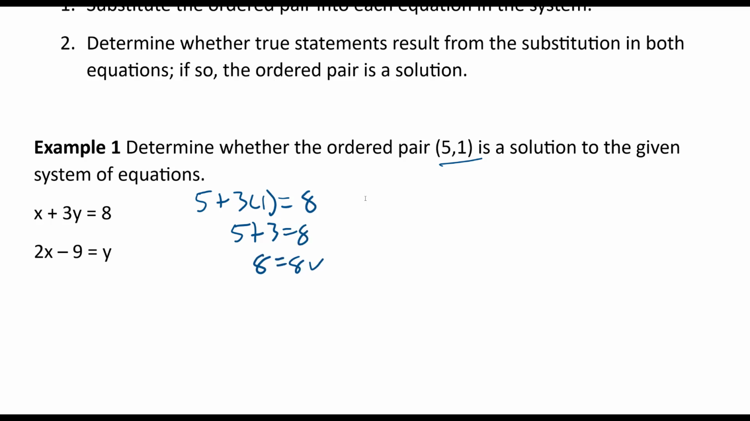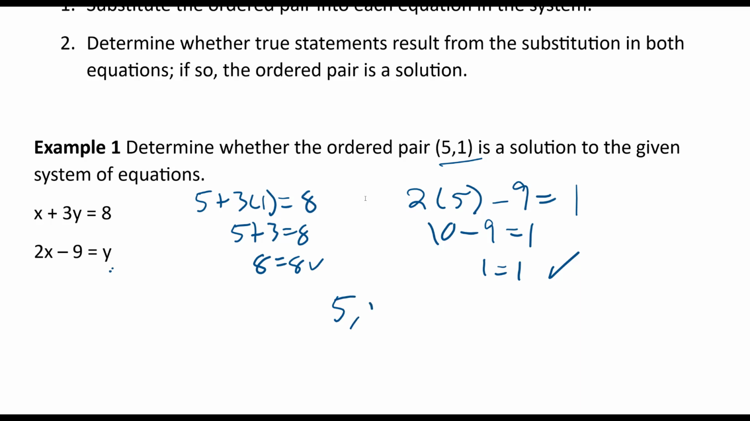So that works. 2 times 5 minus 9, is that equal to 1? Because the y is over there. So 10 minus 9, is that 1? So 1 equals 1? And yes, it is. So 5, 1 is the solution. I should say is the solution.